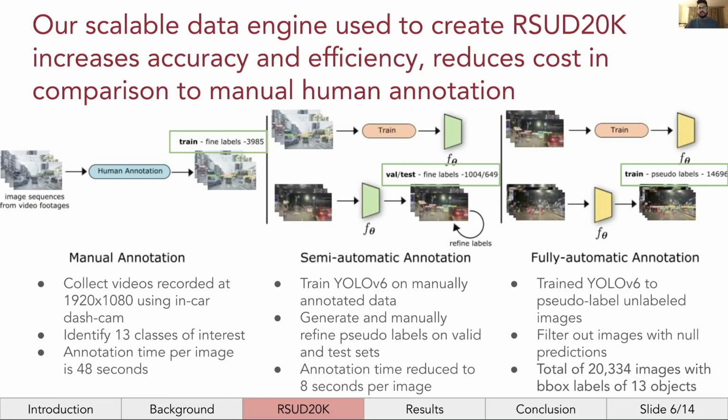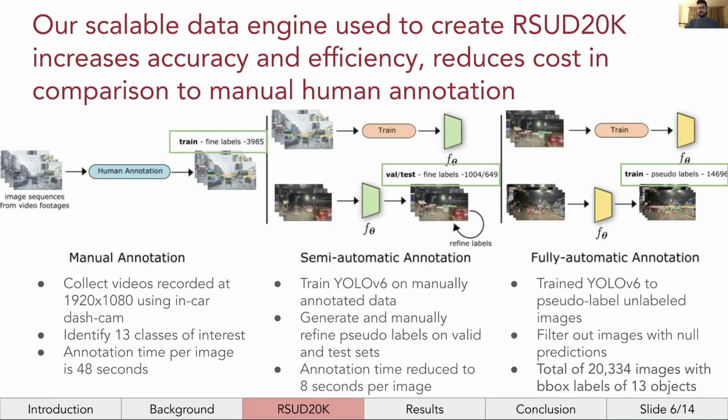In the semi-automatic annotation, we trained a YOLOv6 on manually annotated data. After that, we generated and manually refined pseudo-labels on validation and test sets. In this process, the annotation time reduced to 8 seconds per image.